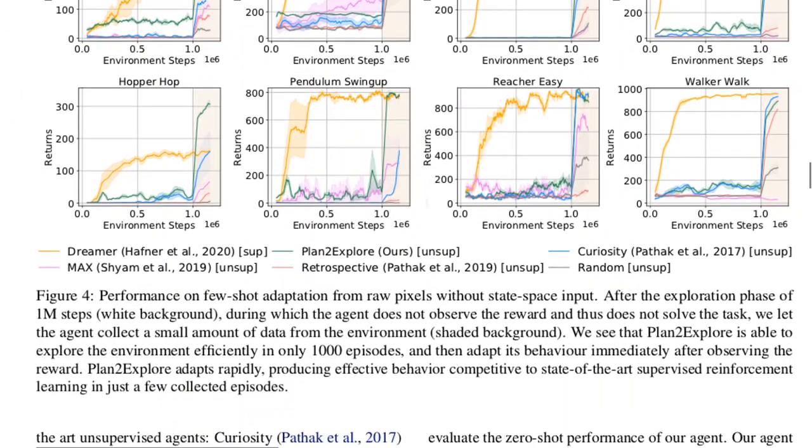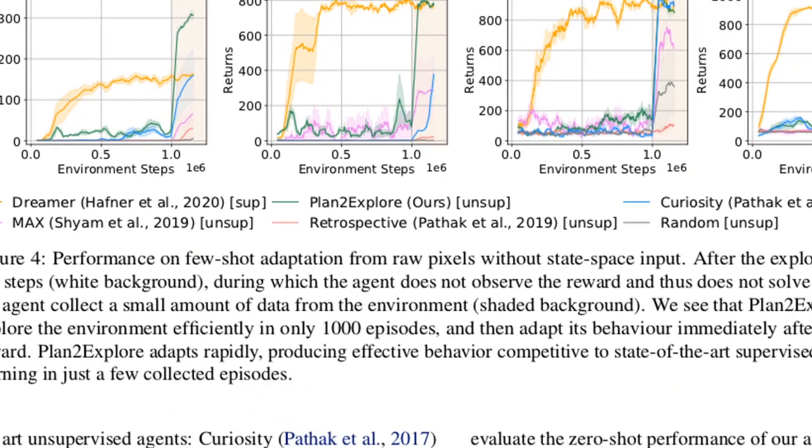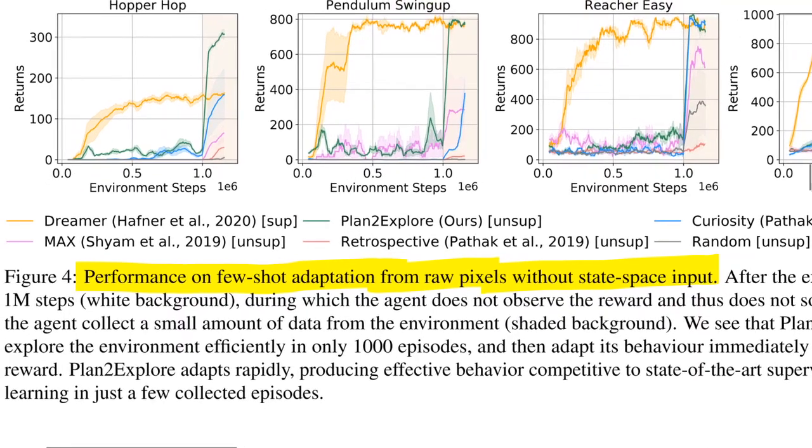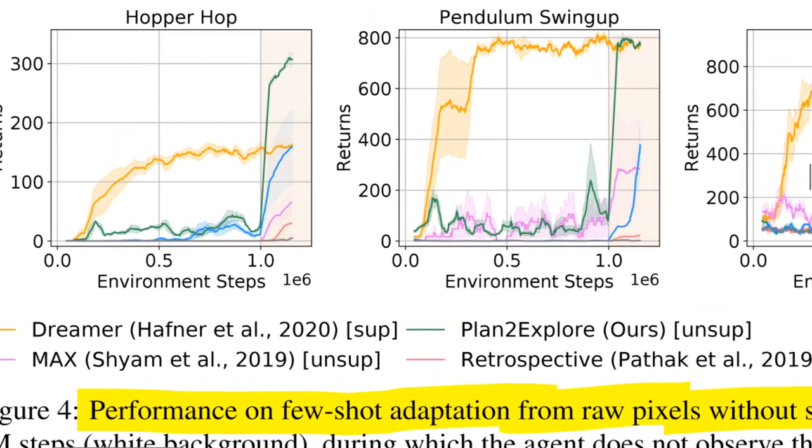Now, how does that go about when you allow the model to fine-tune on the task? So here is performance on few-shot adaptation from raw pixels without state space input. So basically, you learn without reward for this many steps right here until this shaded area back here. This is what happens when you have no reward.